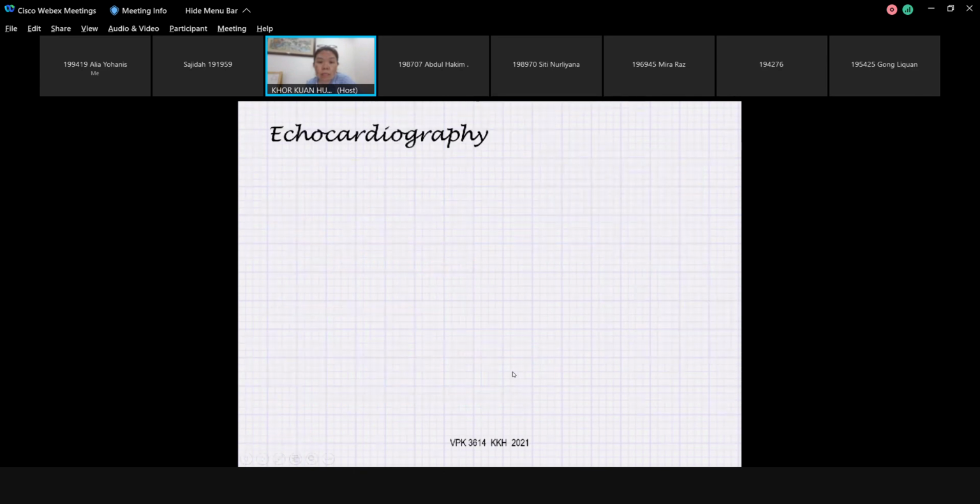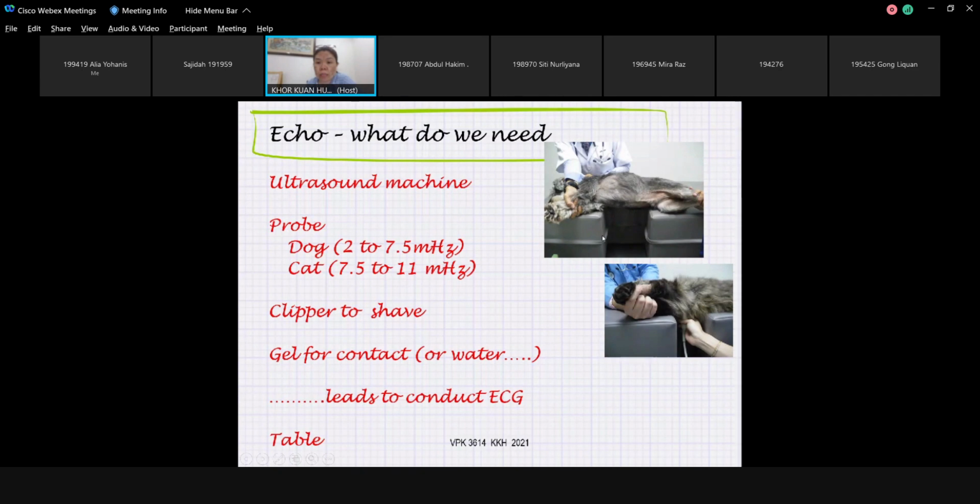And you can see that the table in the pictures is a foam with a cutout area. I will use the probe and introduce it from beneath to look at the heart. Right lateral recumbency on a suitable table, and often the patient will need to be gently restrained, and I don't use anesthesia for this.